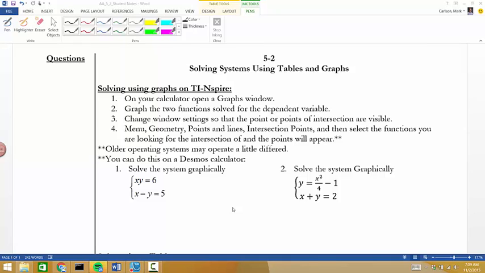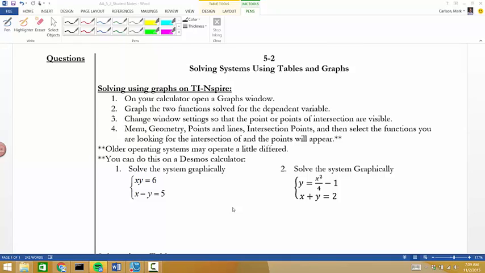So this is the notes for section 5.2, where we're going to look at solving systems using tables and graphs. So what we want to do today is use the technology that we have available to us to solve systems of equations. Now remember, when we're solving systems of equations, what we're trying to do is find the ordered pair or pairs that make both or all of the equations within the system true. So keep that in mind as we're going through and solving that.